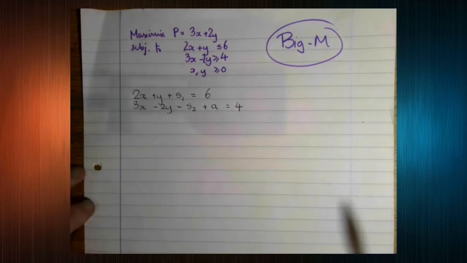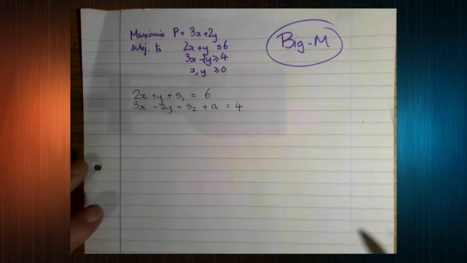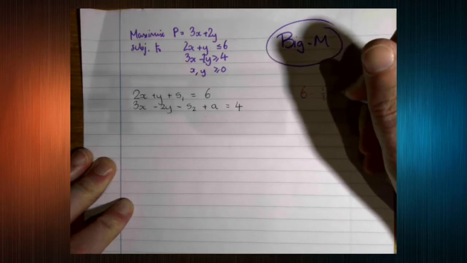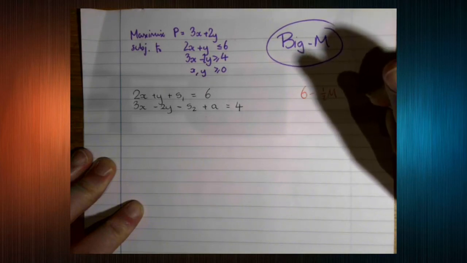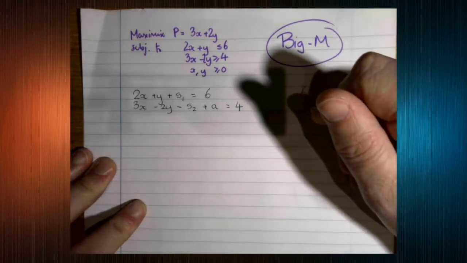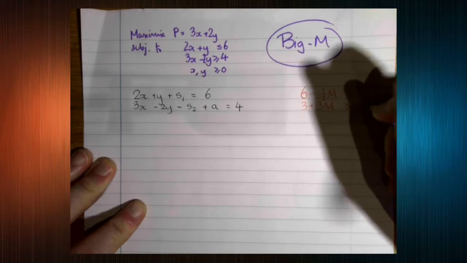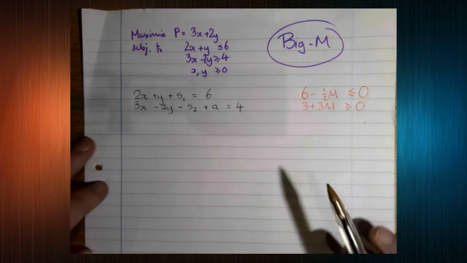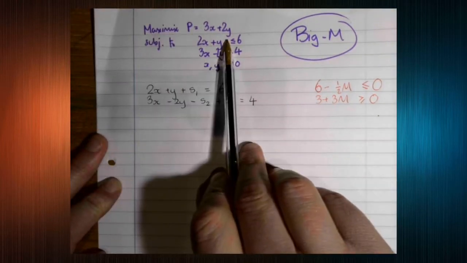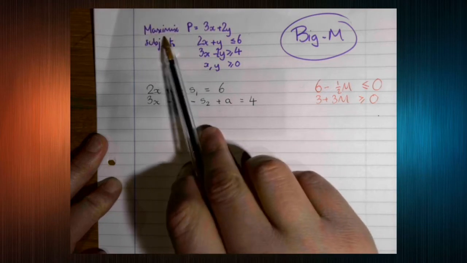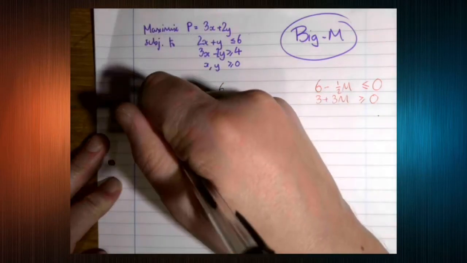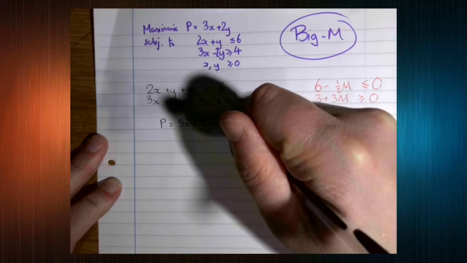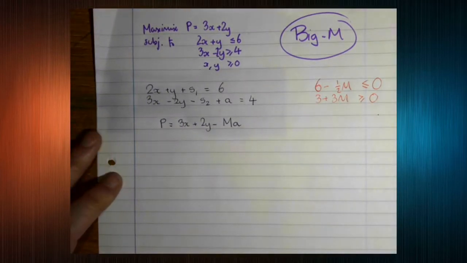The reason we introduced the variable M to be arbitrarily large is so that numbers like 6 minus a half M, for instance, are ensured to be negative, or less than or equal to 0, and numbers like 3 plus 3M, which we're going to see later, are definitely positive, because that's what we need to be looking for in simplex. So we've got our maximize function here. This is very important: if the problem is minimize, you need to change it to maximize first. And we're going to say P is equal to 3x plus 2y minus some massive number times a. We don't know what the massive number is, we just know it's big.